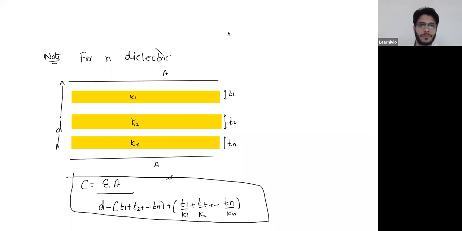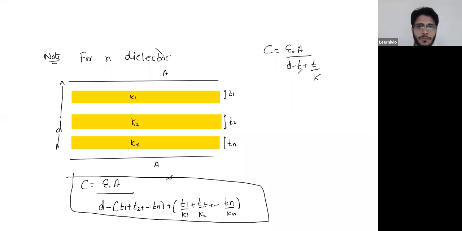Sir, I'm having a doubt. Okay, yes. Why are we adding T1 by K1 plus T2 by K2? While deriving the parallel plate capacitor with a single dielectric slab, partially filled, we got this result, right? Epsilon naught A by D minus T plus T by K. This we did in the last-to-last section.